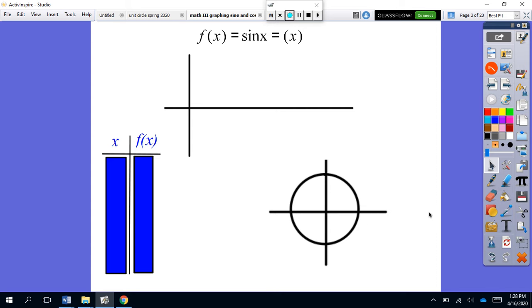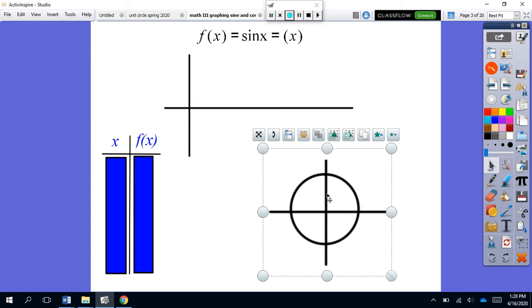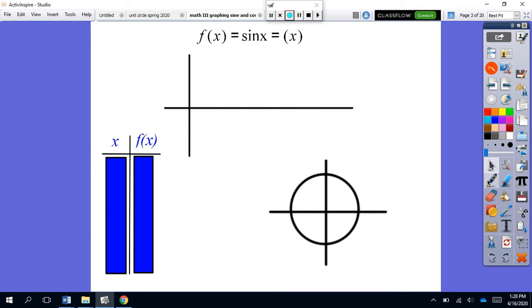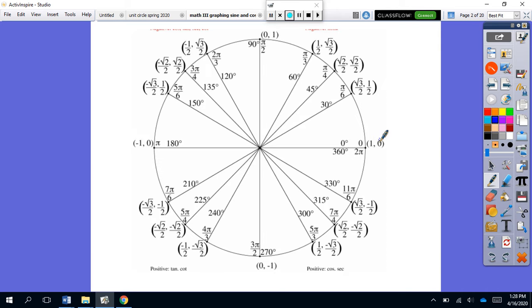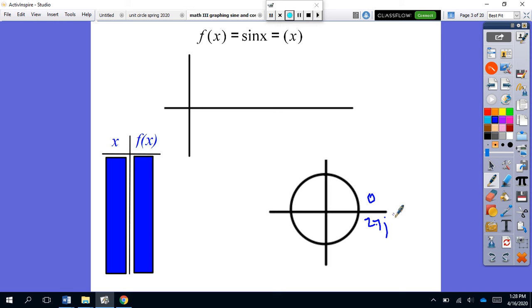If I have 0 or 360 degrees, or 0 or 2 pi radians, what would the sine of that angle be? Well, it would just be the y value at that angle, or 0. So at 0, the sine is 0.